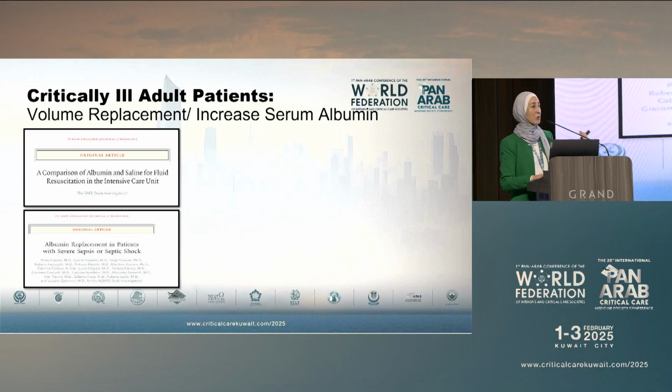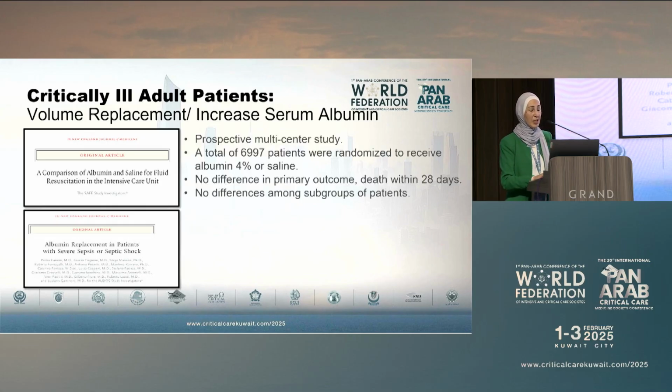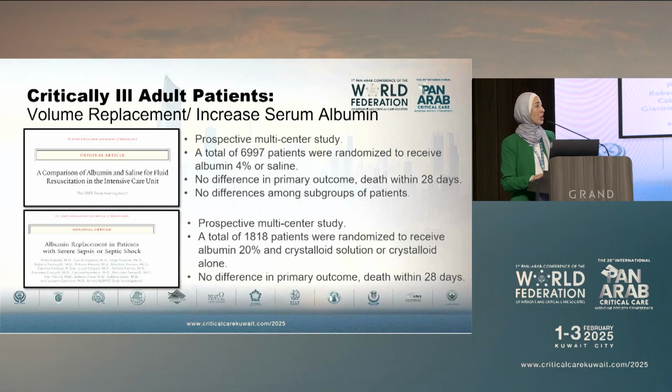These are 2 of the major studies that we're all familiar with. There's the SAFE study and the ALBIOS study, both of which looked at albumin versus the use of saline for fluid replacement. The first one was a prospective multi-center study. Close to 7,000 patients were randomized to receive albumin or saline. There was no difference in the primary outcome and no difference even within the subgroups that they looked at. The second study was very similar. They had close to 2,000 patients randomized to albumin, 20% with this study versus 4% that was used in the previous study.